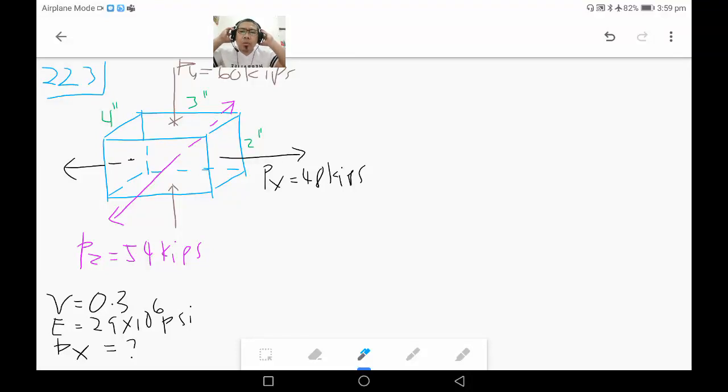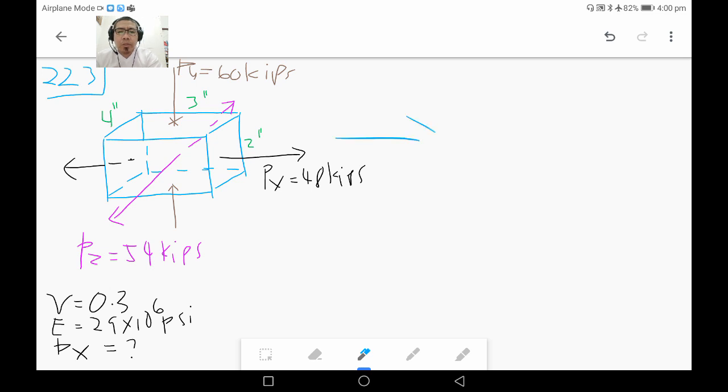223, no? So this problem is under Poisson's ratio, no? Poisson's ratio means, for example, this is x, this is y, this is z.